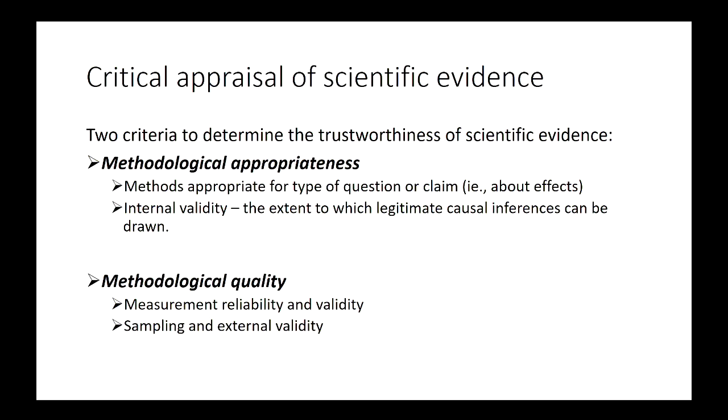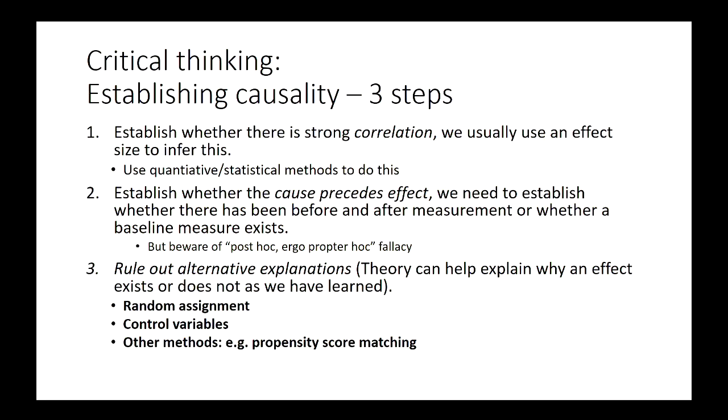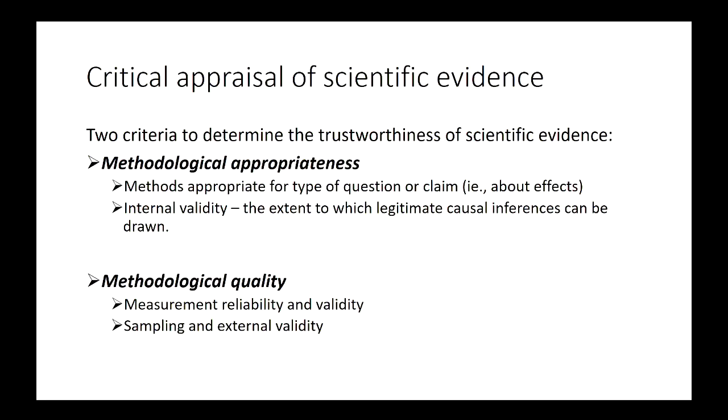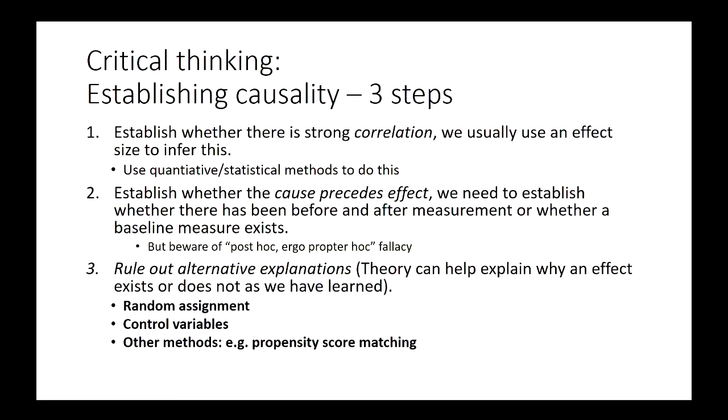So methodological appropriateness is one way in which we evaluate scientific studies. Is the method appropriate for cause and effect estimation? How do you know whether it's appropriate? If it meets all of these 3 steps. And I will discuss in next week's class which kind of research designs will help meet these 3 steps, and which kind of research design will not meet these steps.